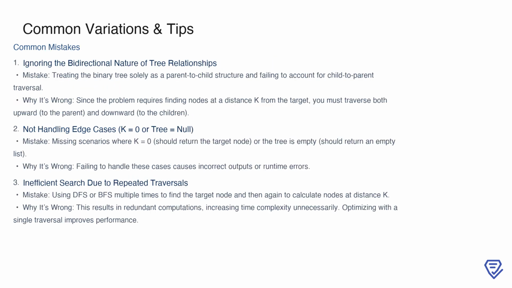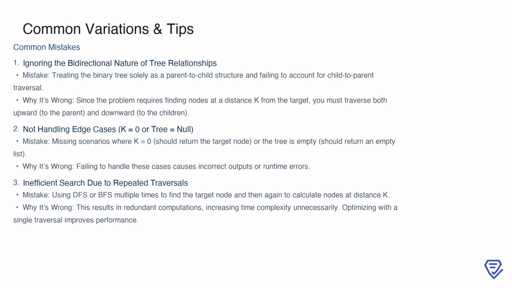One common mistake when solving this problem is ignoring the bidirectional nature of the tree's relationships. While it's natural to think of binary trees as flowing from parent to child, this problem requires you to consider both child-to-parent and parent-to-child traversal. This is because finding nodes at a distance k from the target may require moving upward in the tree, not just downward.